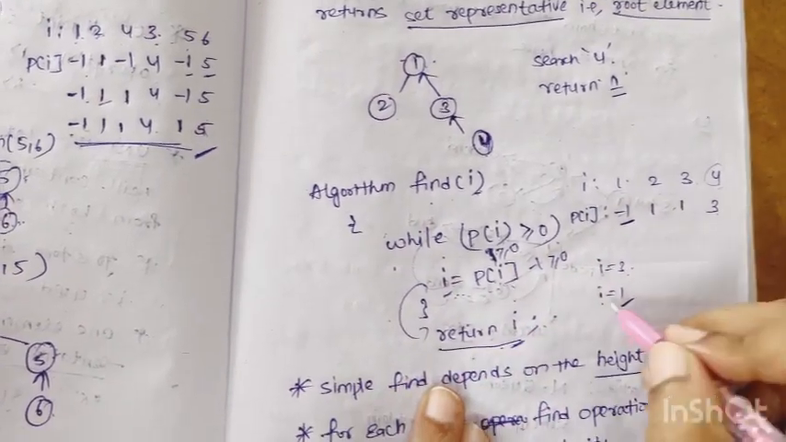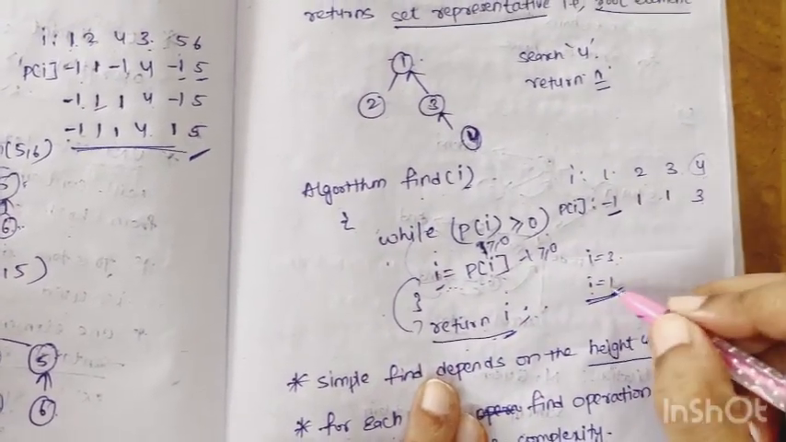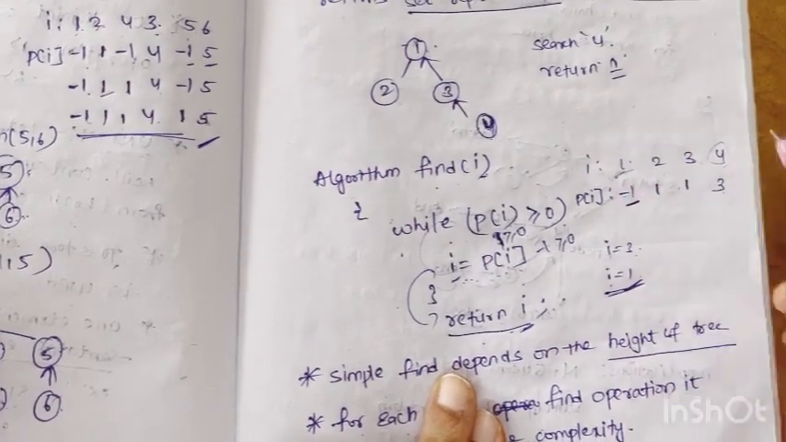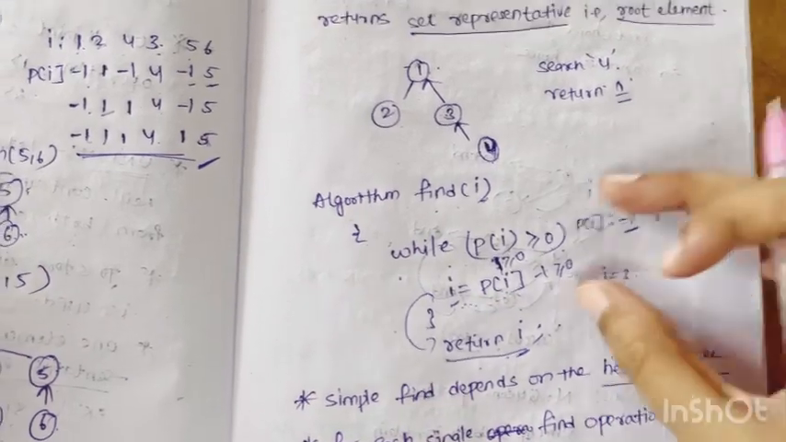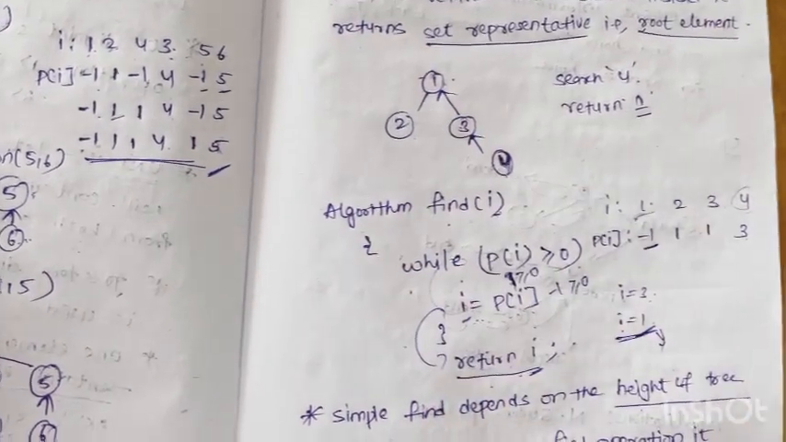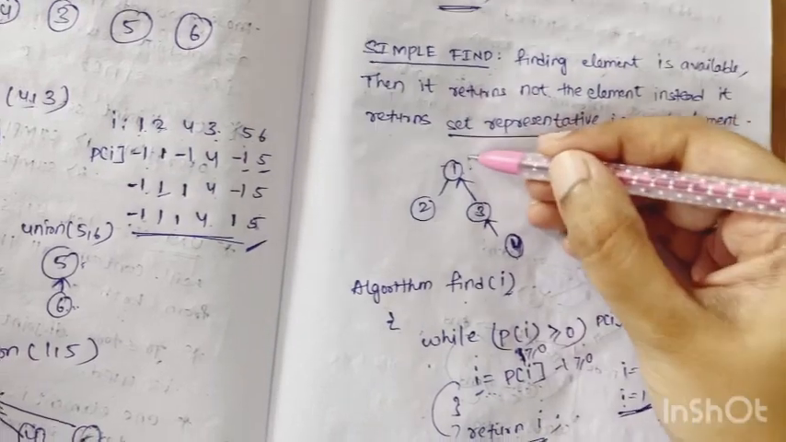It will return the i value. So what is the i value? i is equal to 1. So i equal to 1 is nothing but the root value. The search is found and it is returning the root node, the set representative. So this is nothing but a simple find operation. The simple find operation depends on height.